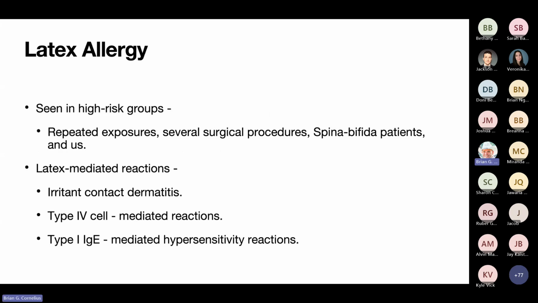So as I said with the latex allergies, it's generally going to be in high risk groups. So like I said, us, people that have been exposed to multiple surgical procedures, and then patients with spina bifida. Usually it's kind of limited to like a contact dermatitis, but you may see that there's more impressive reactions as well. But it's generally pretty straightforward.